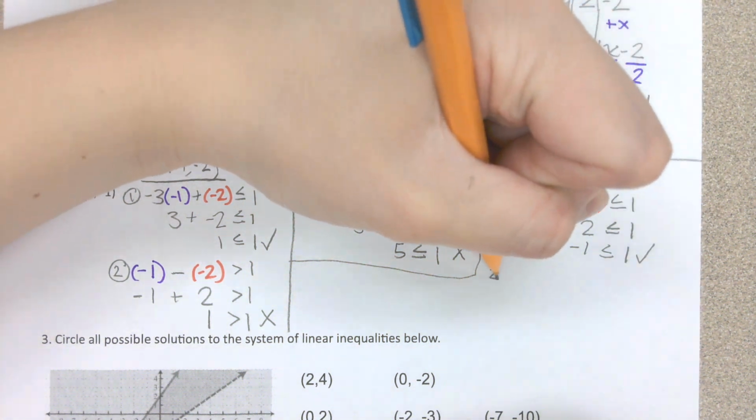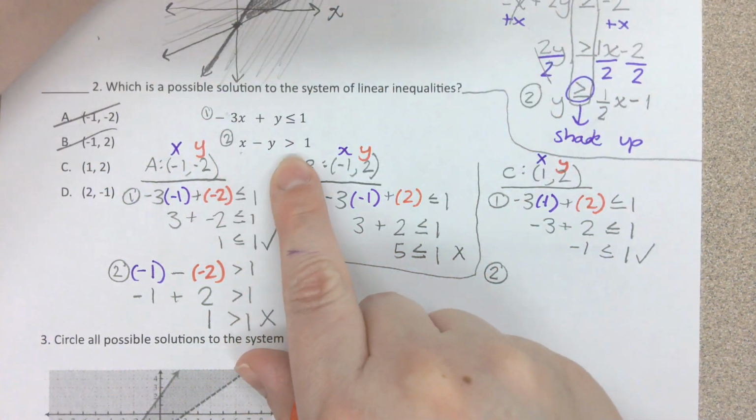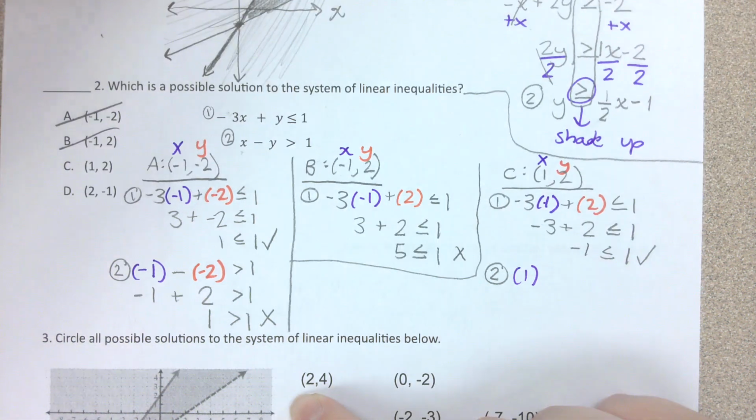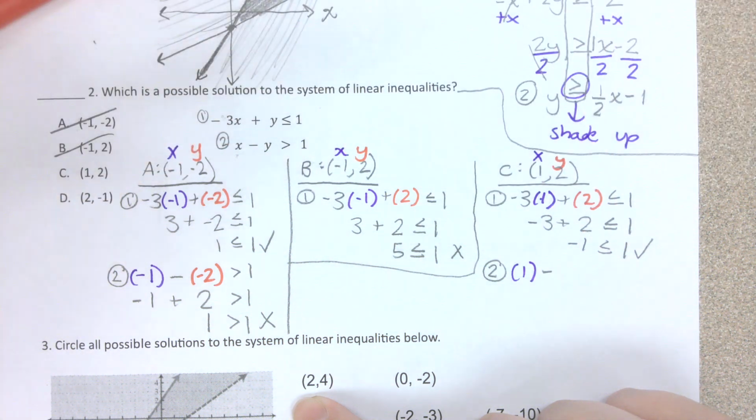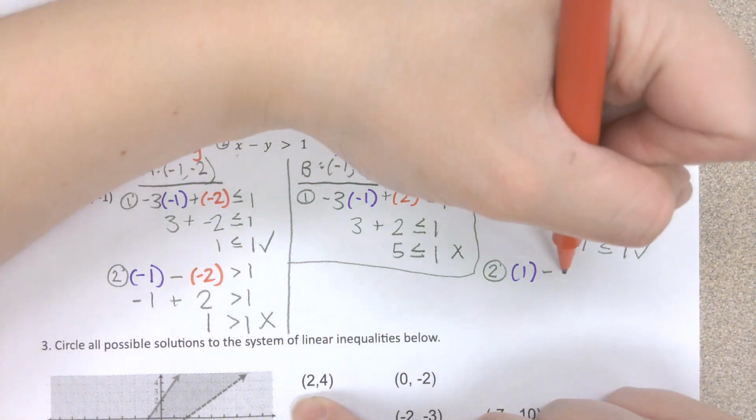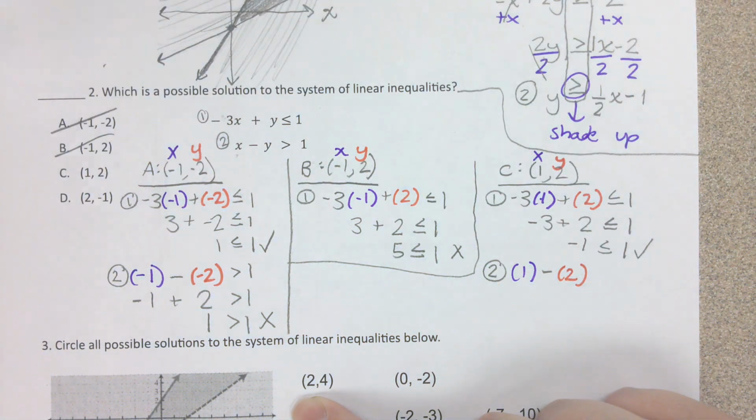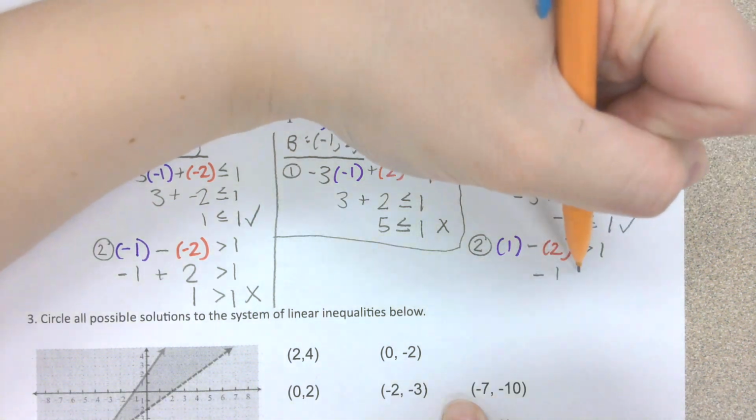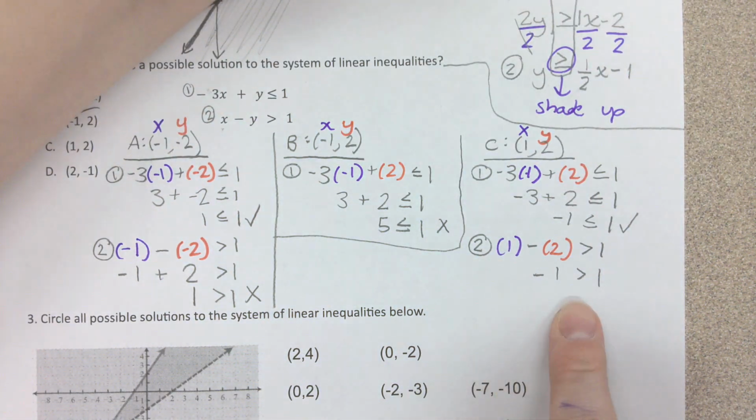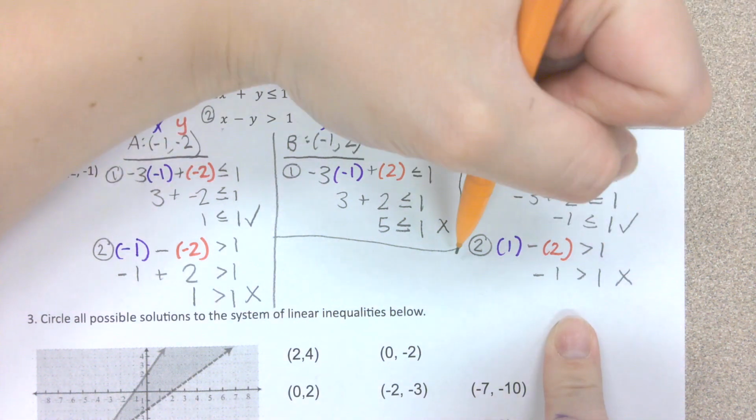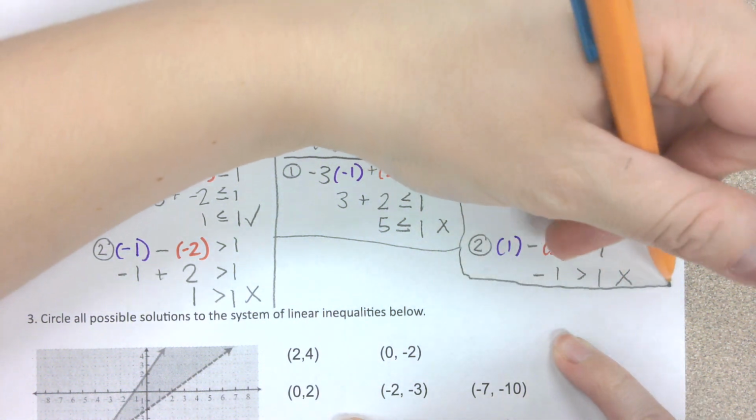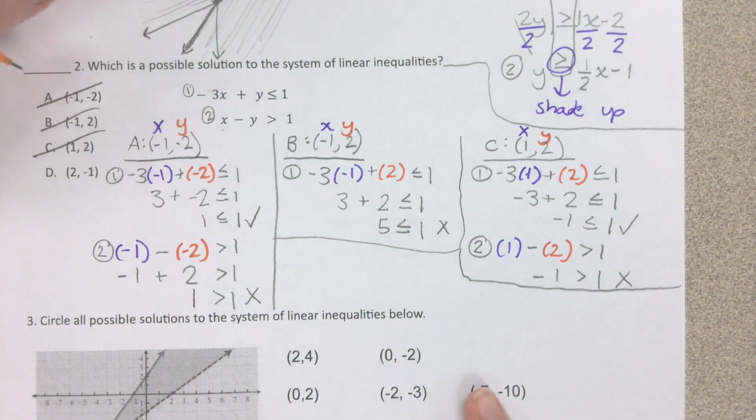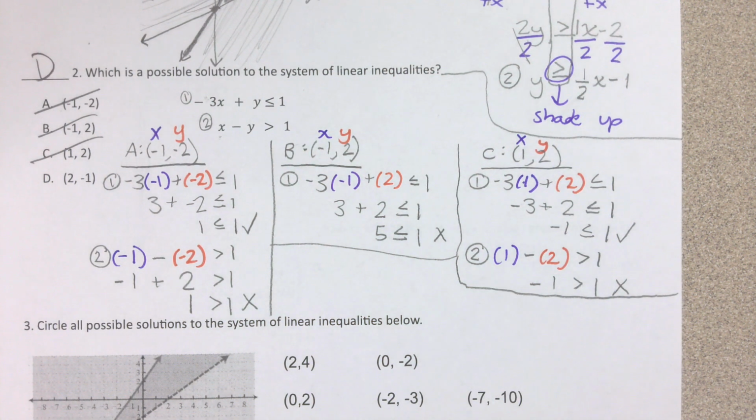So let's check the second inequality. x minus y is greater than 1. x is 1, minus y, which is 2, is greater than 1. 1 minus 2 is -1. Negatives are never bigger than positives, so this fails. So, C does not work. Clearly, D has to be our answer.